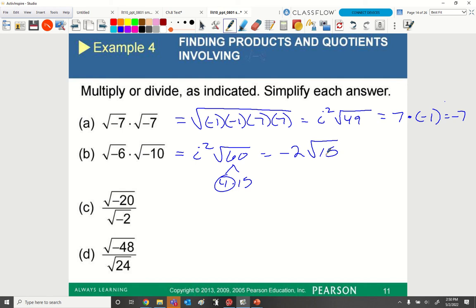And on letter C, let's take out those i's. If I take out an i, radical 20 over i radical 2. What happens when I have an i on top and bottom? Cancel. Whenever I have the same thing on top and bottom, I cancel it, right? So what I could do here, since I have radical over radical, I can combine it under one big radical. 20 over 2. What is 20 divided by 2? So I get radical 10 as an answer.